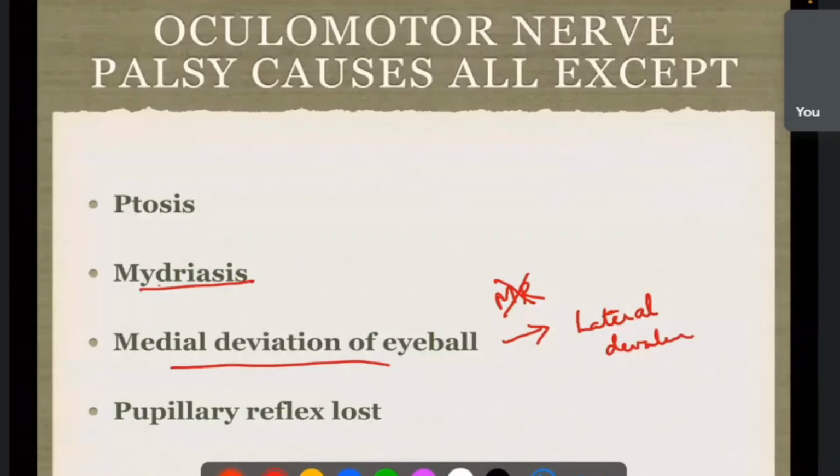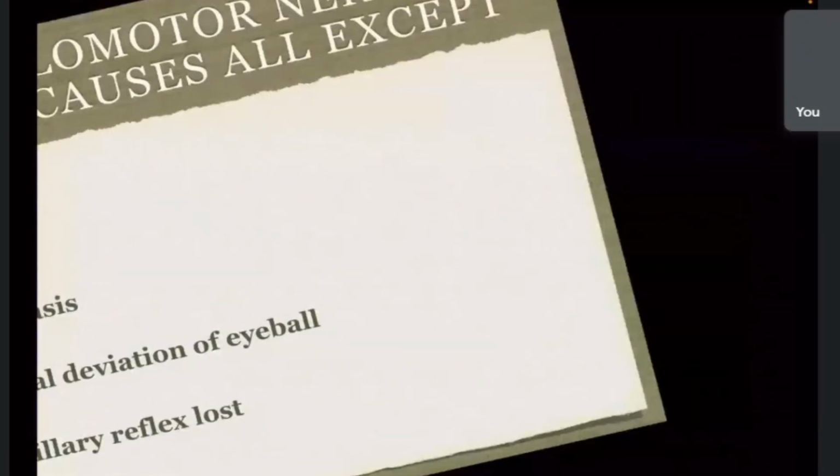What is mydriasis? Dilation of pupil is called mydriasis. Constriction of pupil is called miosis. So mydriasis is the opposite of miosis. Paralysis of which muscle causes dilation? Sphincter pupillae. Very good.